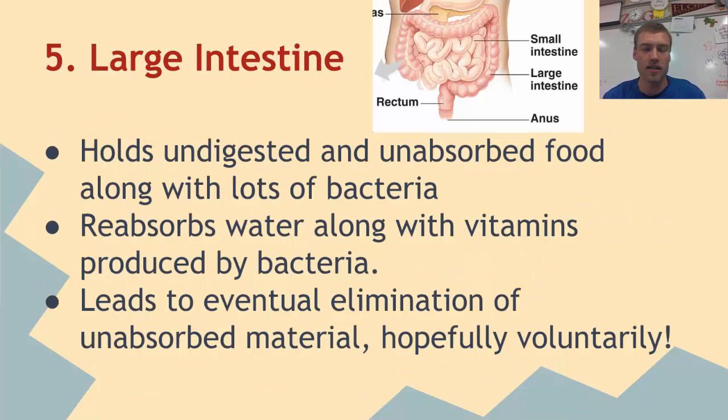Next, we've got the large intestine. So the food travels through the small intestine and all the nutrients are absorbed. Everything that's not absorbed goes into the large intestine. This helps hold the undigested and unabsorbed food, along with lots and lots of bacteria. All of the bacteria inside there help take the undigested and unabsorbed food and break it down a little bit further into some vitamins, right? And then you absorb those vitamins, which is really good.